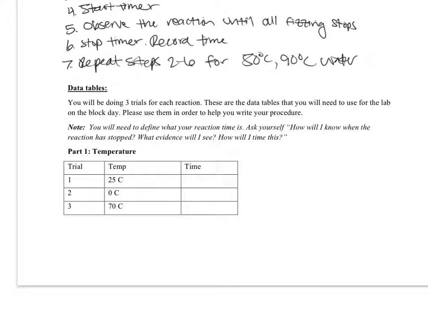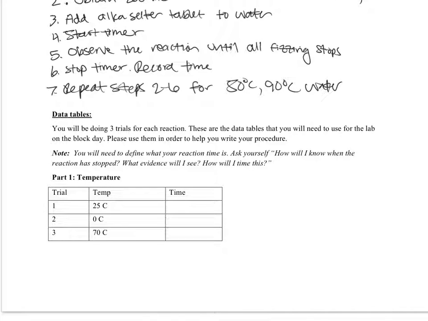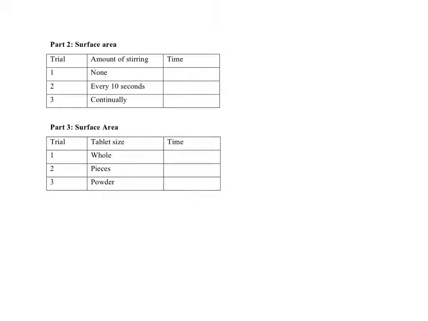Now, here's an example of your data tables. I guess you're going to be doing 3 trials for each reaction. So what that means is you're going to be doing everything 3 times. So you should have part 1, for example, trial 1, trial 2, trial 3. And so your first trial is going to be at 25 degrees Celsius. Maybe your second trial, I think we said 50. And then we said that this one is going to be 90. But you need to do at least 3 different things for all of your reactions.